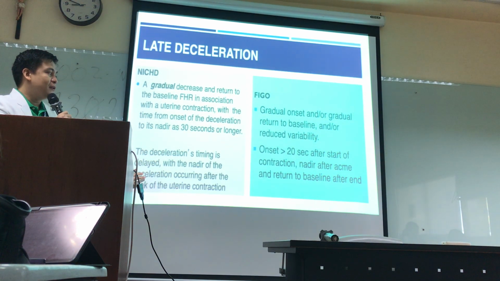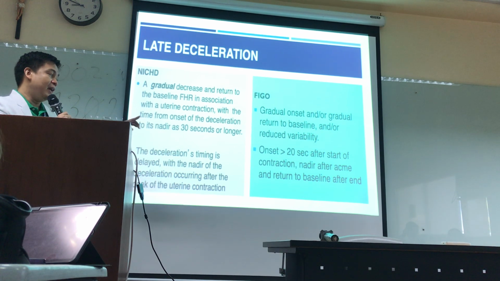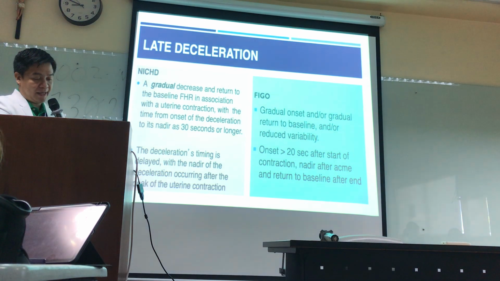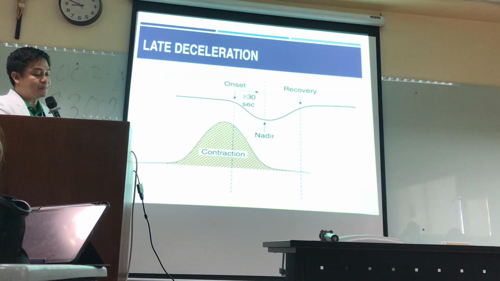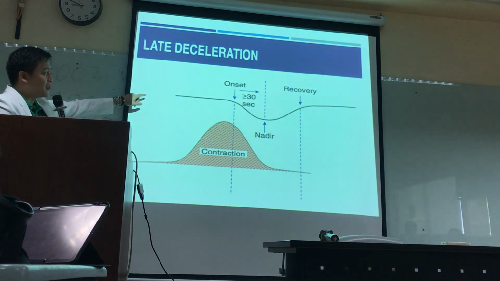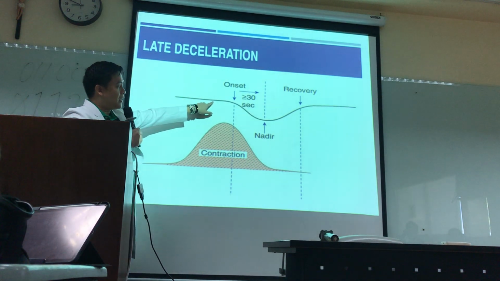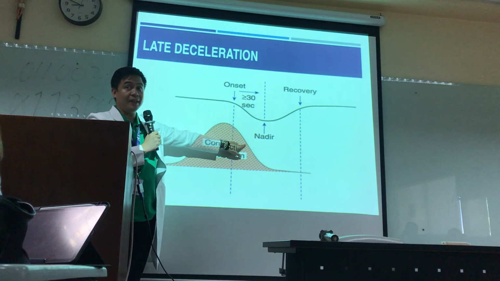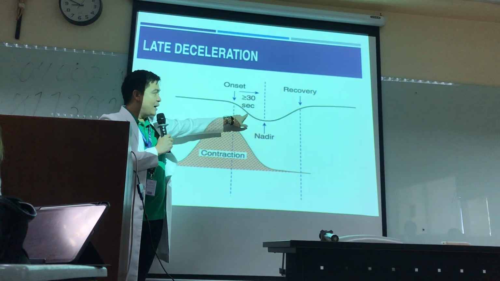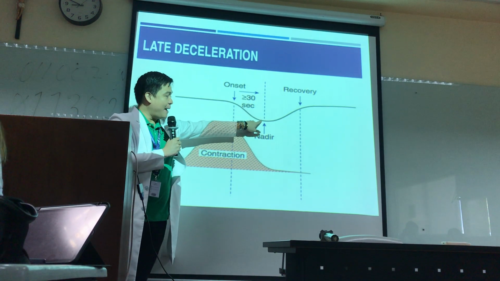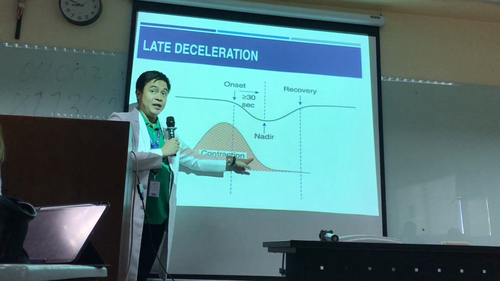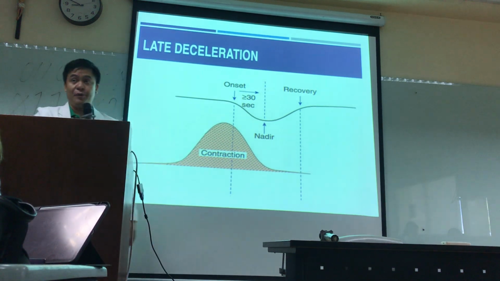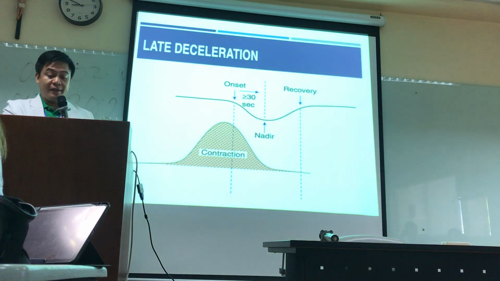Okay? So onset is usually 20 seconds after the start of the contractions and nadir after, and return to the baseline after the end. Okay, so you can see here, so magkakaroon ka lang ng abrupt decrease in your fetal heart rate after the contraction already, no? And then the drop happens, no? Kahit na tapos na yung uterine contractions mo. So that is your late deceleration.